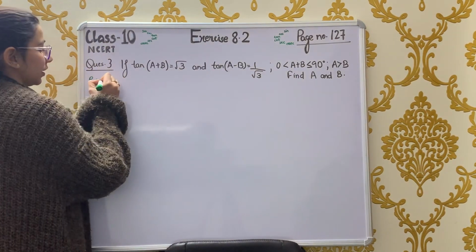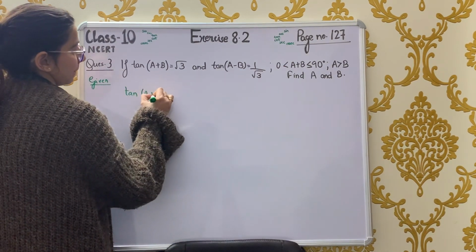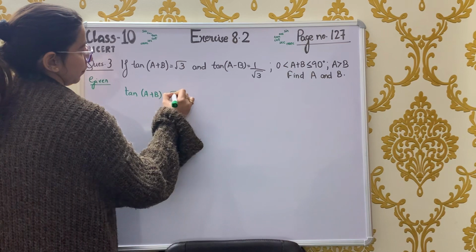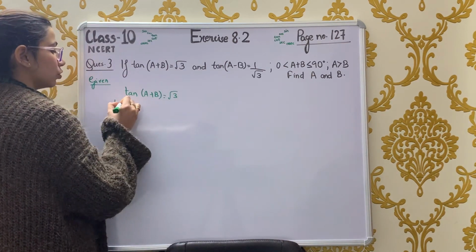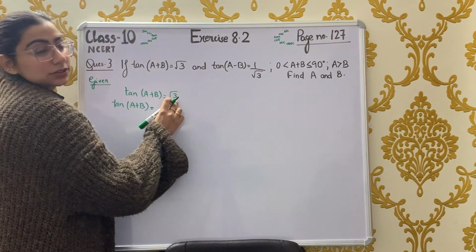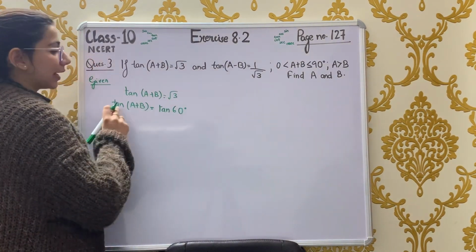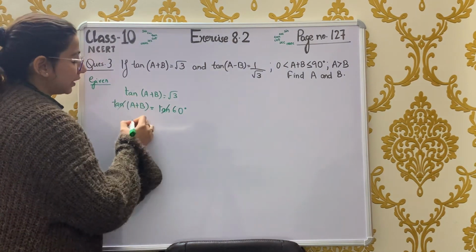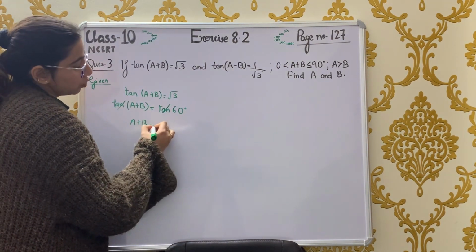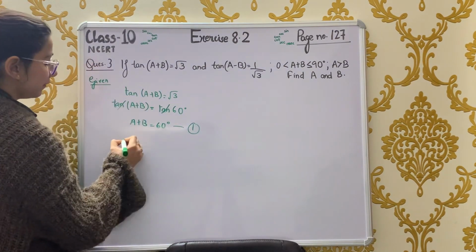So, given tan(A + B) is equal to root 3. We also know tan 60 is root 3. So let me write this root 3 in terms of tan, that is tan 60. Tan gets cancelled on both sides and we get A + B is equal to 60 degrees. First equation.